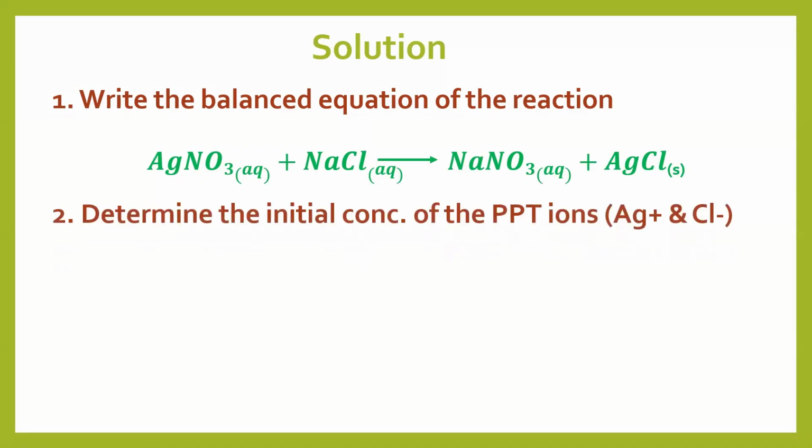Step number 2, determine the initial concentration of the precipitated ions. The ions of the AgCl, the silver chloride, are the silver ion and the chloride ion. We will draw the ionic equation for every reactant separately because every reactant will give us one of the ions of the product. The silver nitrate will give us the silver ion. Silver nitrate will dissociate into silver ion and nitrate ion.